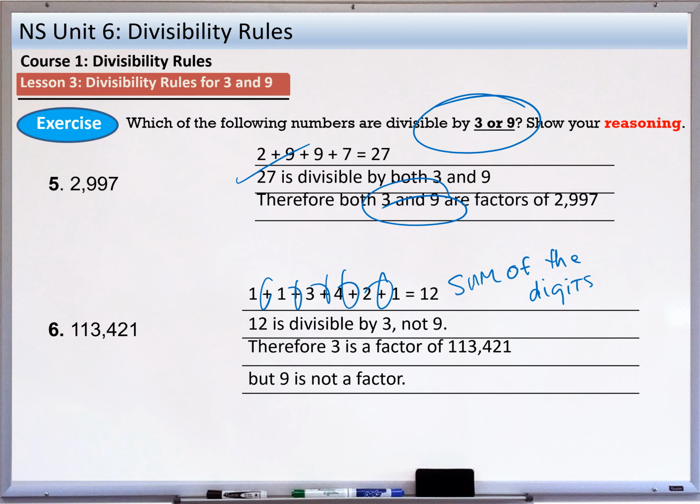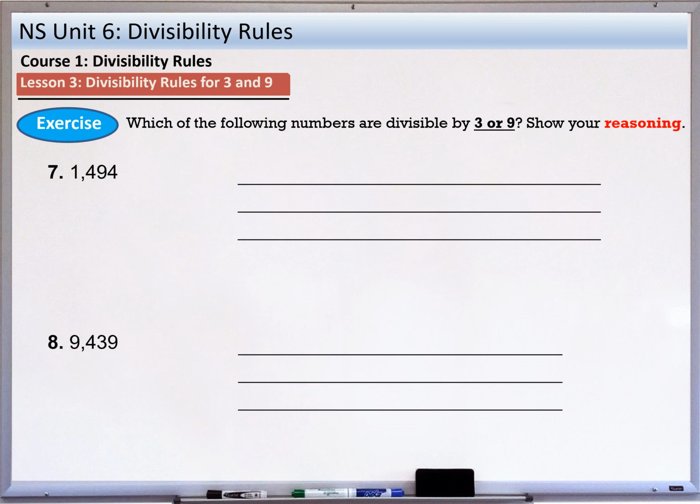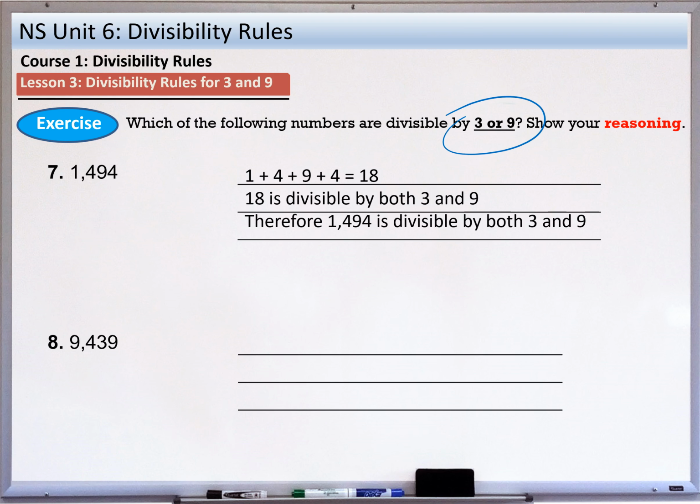Okay, so it can be one, both, or neither one. And again, I hope you did these already while you switch videos. 3 or 9, or neither. Sum of the digits, 1 plus 4 plus 9 plus 4 is 18. 3 and 9 are factors of 18, so 3 and 9 are factors of 1,494.